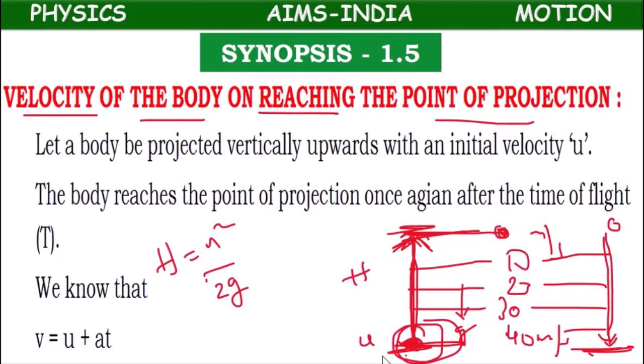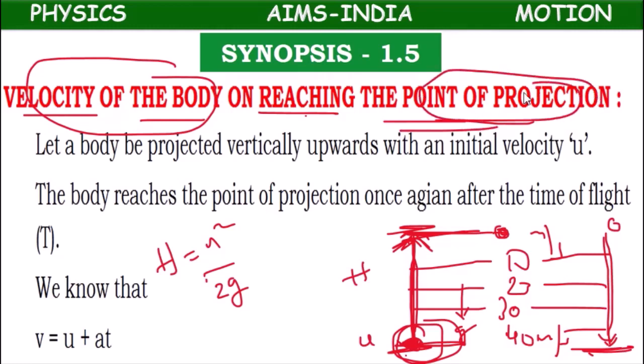Now the question is, velocity of the body on reaching the point of projection, how much? On reaching the same point again, after going up and coming down, after reaching the same point, what is the velocity that we have to calculate? So let's assume, children, let a body be projected vertically upwards with an initial velocity u.